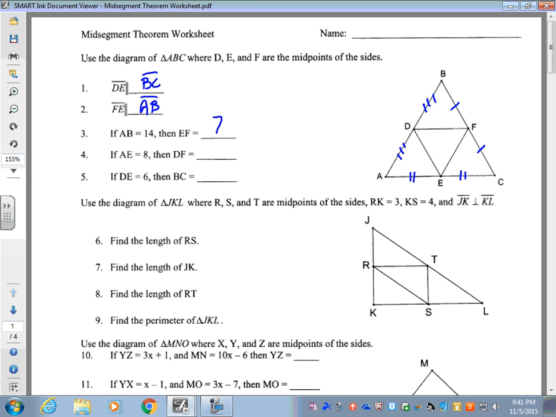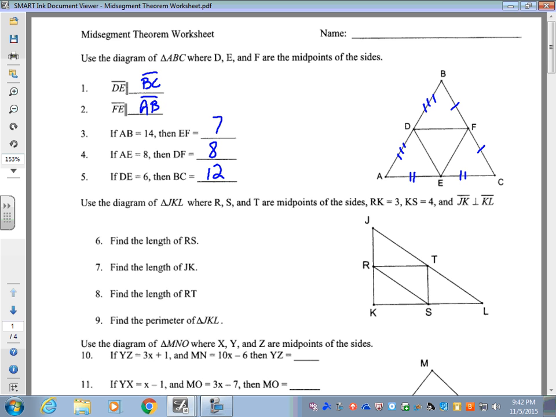And if AE, so we're getting a whole new value here. If AE is 8, they want us to figure out what DF is. Well, it would also be 8, because AE and EC are the same, so that would be 16, and DF would have to be half of that. And we'll just start seeing a pattern here. If DE is 6, then BC, hopefully you know, is 12. Alright, so now we're going to use that same relationship to find the lengths.